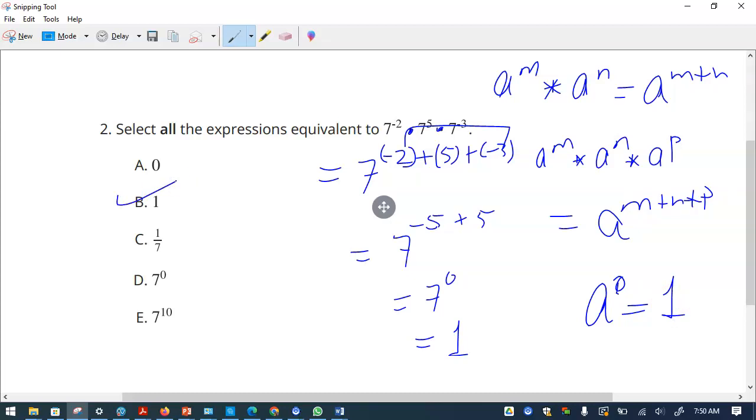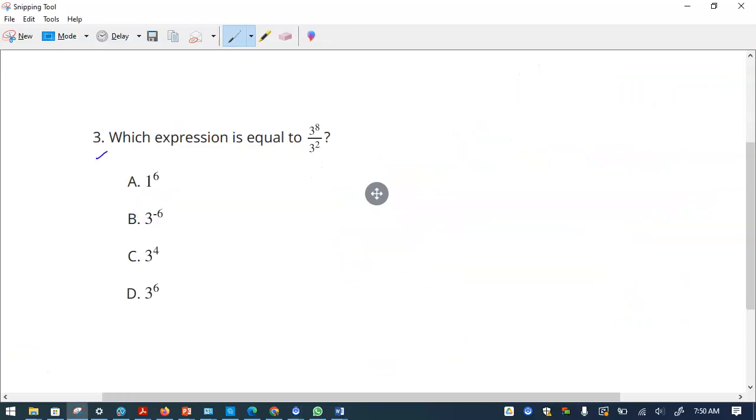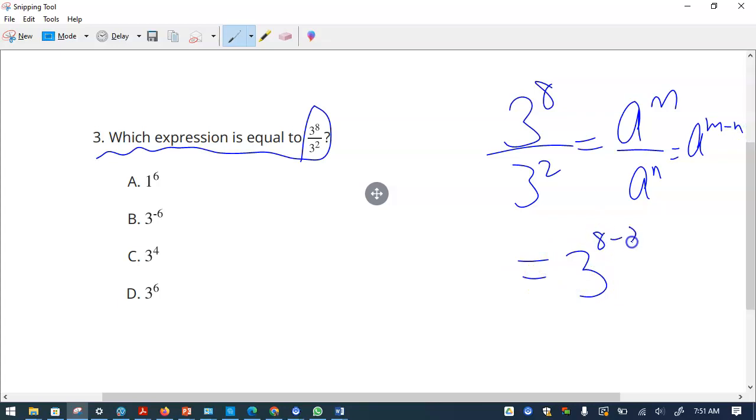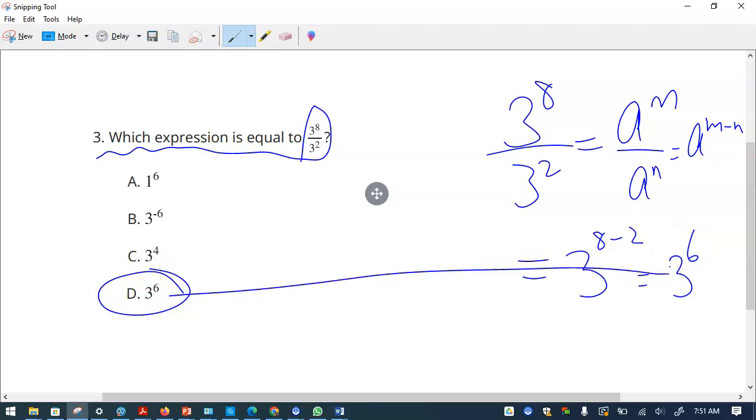This is the answer, but the process has to be shown, the work has to be shown. How did you get this? So which of these expressions is equal to this one? So 3 raised to 8 and 3 squared. Remember this is of the form a raised to m and a raised to n. It is the same as m minus n. So we write 3 only once, and then 8 minus 2, which is 3 raised to 6. So the answer becomes 3 raised to 6 is the correct answer, and you're done.